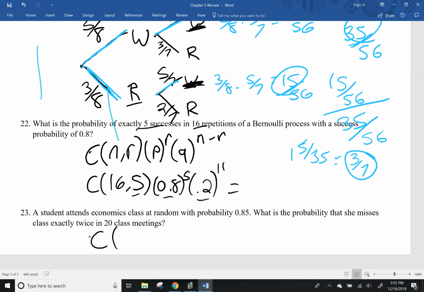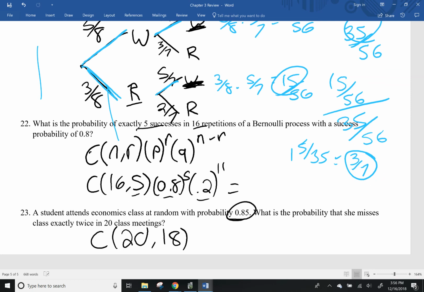We're talking about 20 class meetings. Keep in mind that the probability of making the class is 0.85. What's the probability she misses exactly twice? Now, you have to think about it. It does say twice, but if she misses twice, you have to think how many times did she actually get to the class. Well, if she missed exactly twice, then she made the class exactly 18 times.